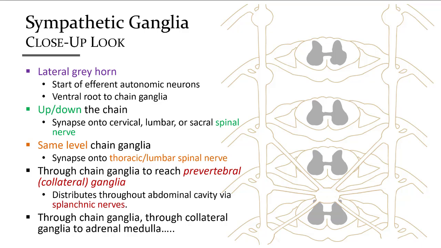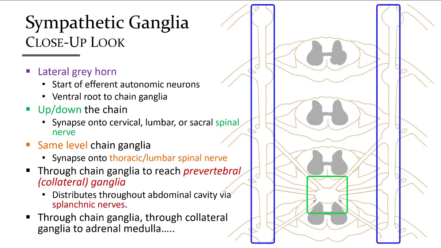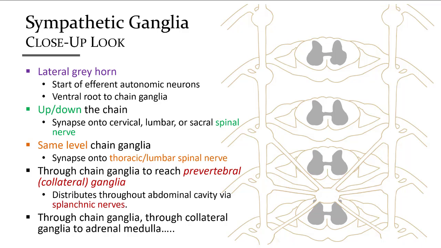The pathways to, through, and out the chain ganglia and collateral ganglia can be a little complicated. The diagram on the right shows the spinal cord segments, the chain ganglia on either side, and one of the collateral ganglia from the abdominal cavity. We have the lateral gray horns of the spinal cord where we have the cell bodies for the autonomic motor control. The impulse will leave there, go out into the chain ganglia, it sort of loops around, and in this case it's going to go up the chain.